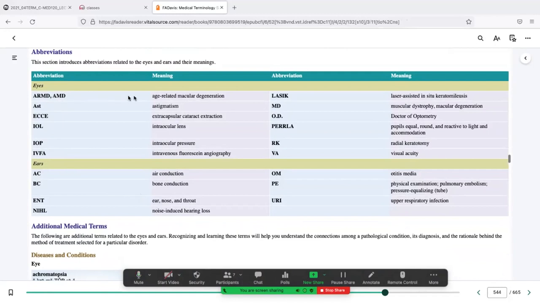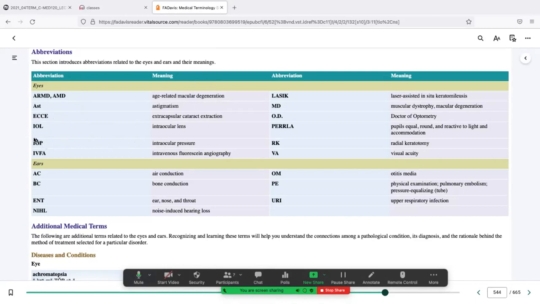AMD, ARMD, that's kind of common. Age-related macular degeneration. It means that your macula, which is part of your retina in the back of your eyeball, starts wearing away. And this is most likely due to age. I've never seen that. I've seen ECCE, extracapsular cataract extraction. If your lenses get opaque and get clouded up, they have to do ECCE to remove that capsule that has the cataracts in it. Nowadays, we can even shave it with a laser. It's pretty neat. IOP, intraocular pressure.